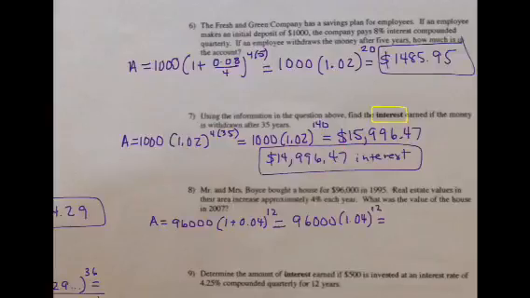Number 8, the house was bought for $96,000 and it's increasing 4% per year. It was bought in 1995, so they want to know the value of the home in 2007, so that's 12 years later, right? So you put that into a calculator and you get $121,751. It looks like an 8, but it's a 5. 751.